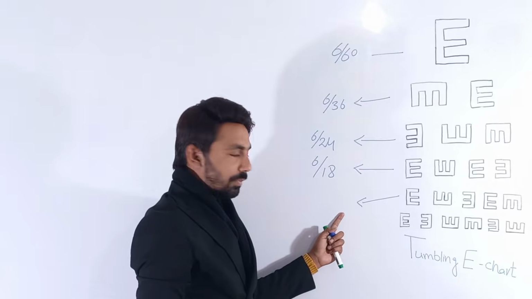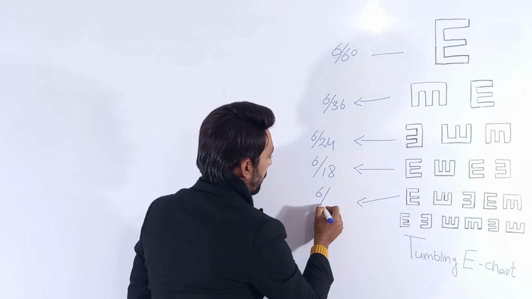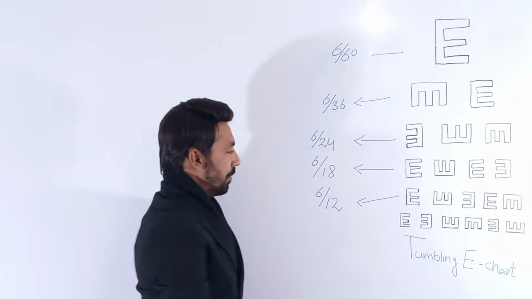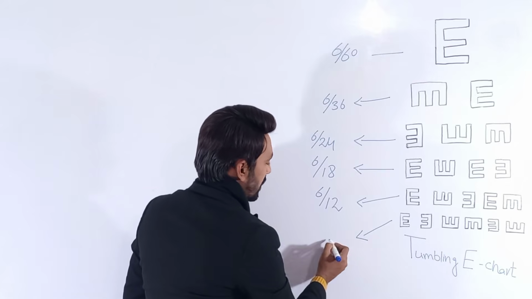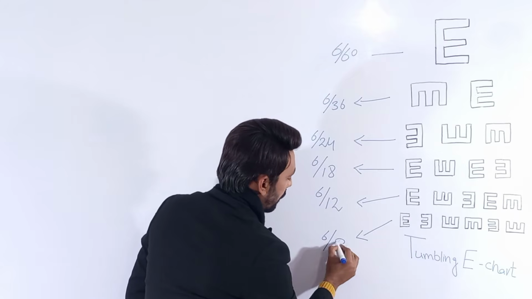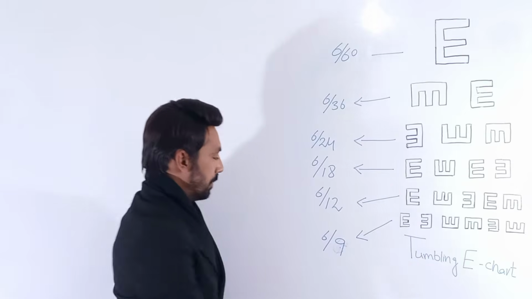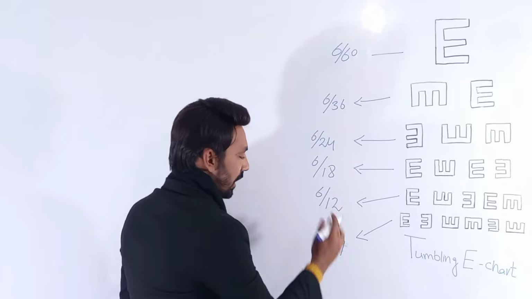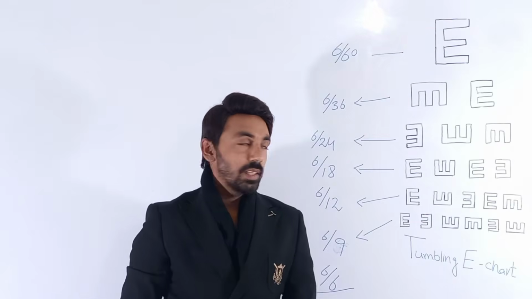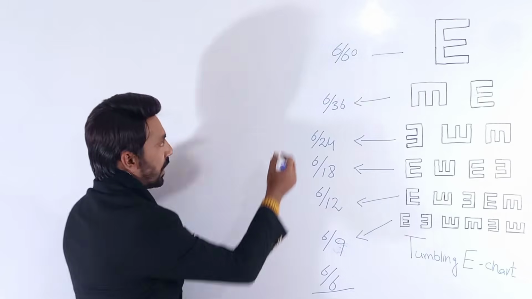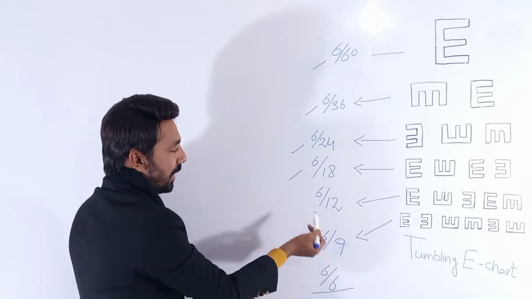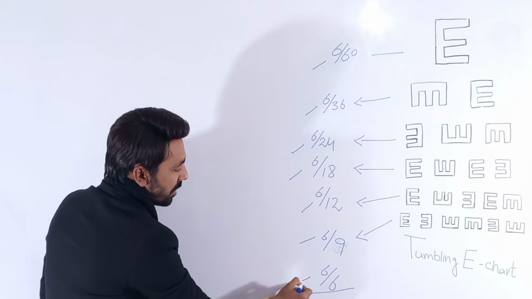And if he is reading the fifth line of this chart, the visual acuity would be 6 by 12. And if he is reading the sixth line, the visual acuity would be 6 by 9. And if he is reading the last line of this Snellen chart, the visual acuity would be 6 by 6. And now we will learn what it means when we say 6 by 60, 6 by 36, 6 by 24, 6 by 18, 6 by 12, 6 by 9, or 6 by 6.